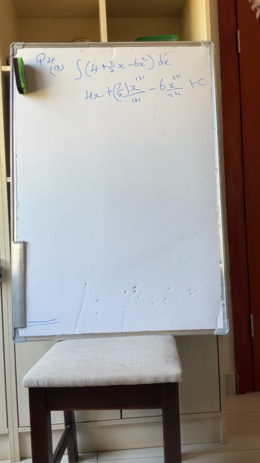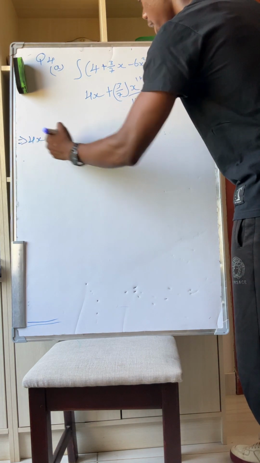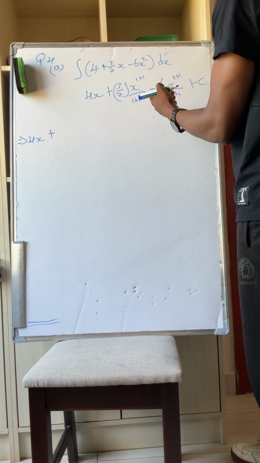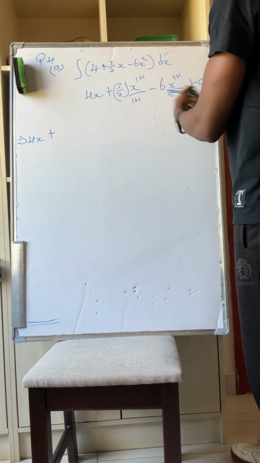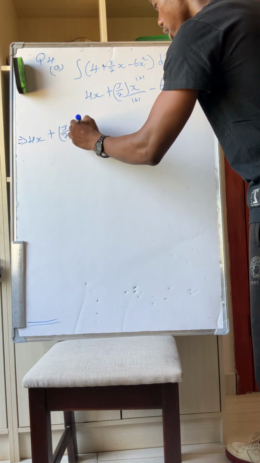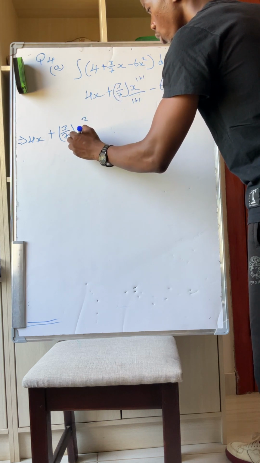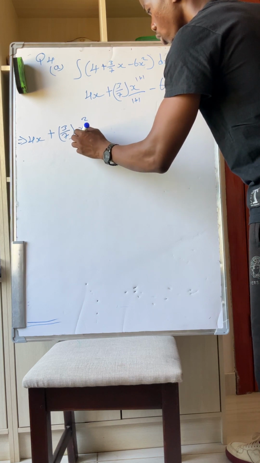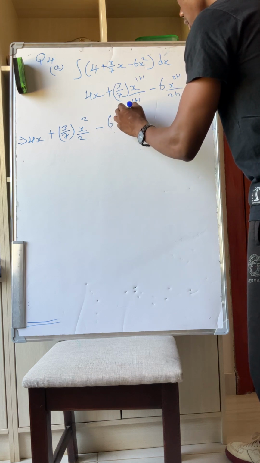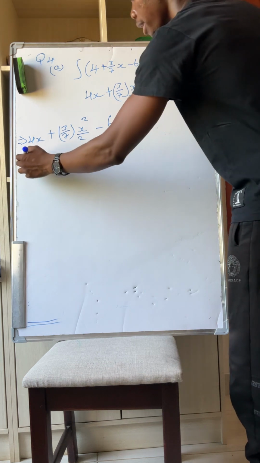We keep on going now. When you reach this stage, what's next? I will have my 4x plus 3 over 7 x raised to 1 plus 1, that's 2, over 2, minus 6x raised to power 3 over 3, plus c.